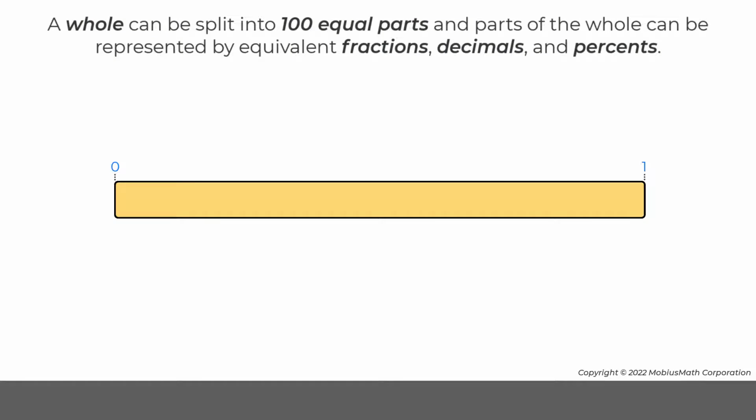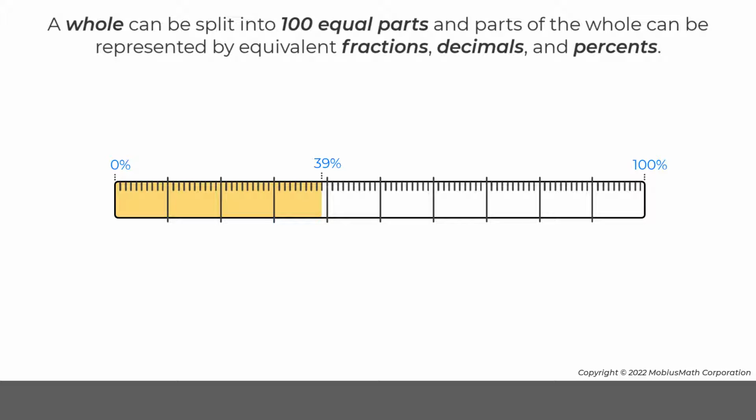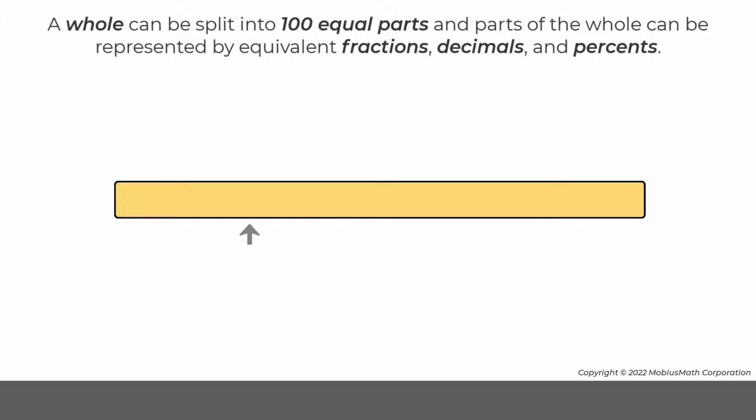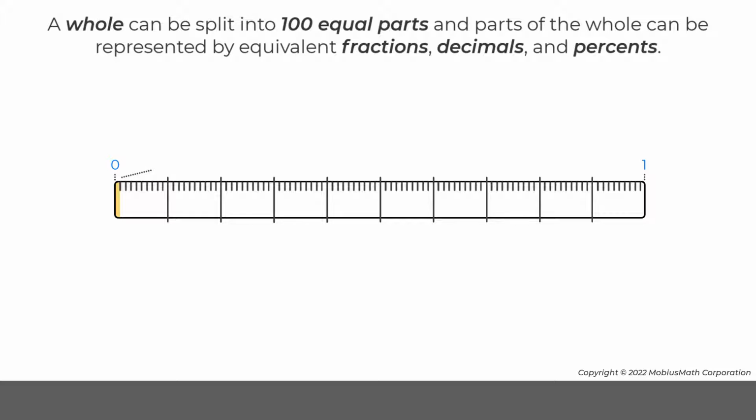A whole can be split into 100 equal parts, and parts of the whole can be represented by equivalent fractions, decimals, and percents. For example, the shaded bar represents one whole cheese stick. The whole bar can be split into 100 equal parts, where one of the equal parts is 1 divided by 100, or 1/100th of the whole cheese stick.